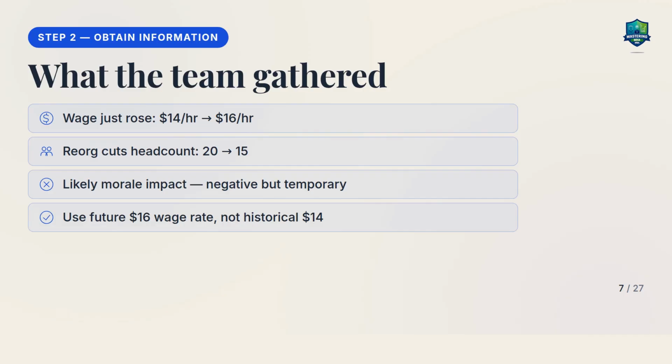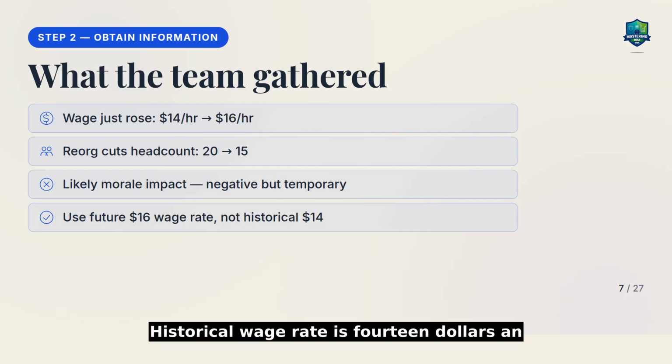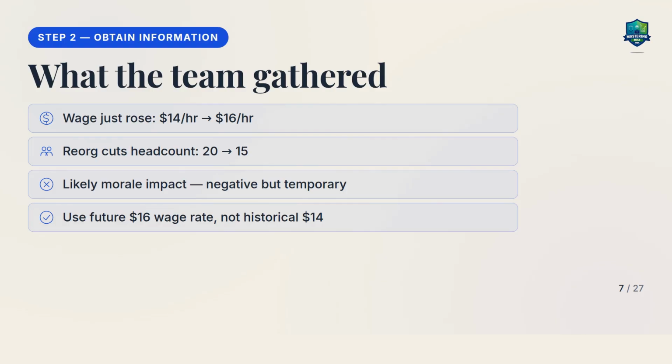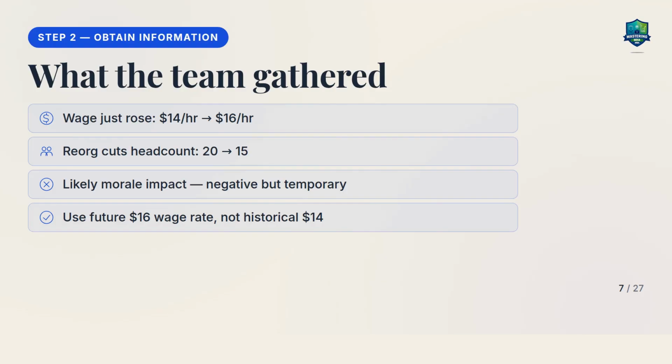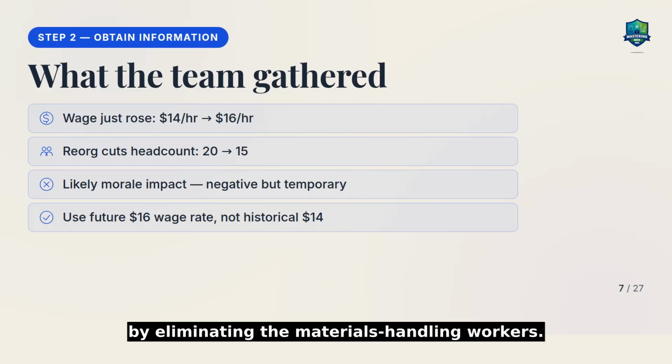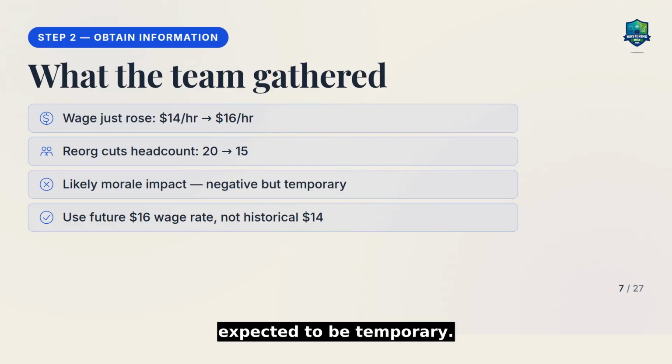Step 2. Obtain information. Historical wage rate is $14 an hour. A recent benefits negotiation just bumped wages to $16. Reorganization cuts headcount from 20 to 15 by eliminating the materials handling workers. Likely effect on morale: negative, but expected to be temporary.